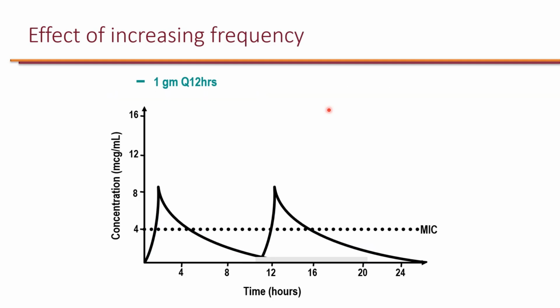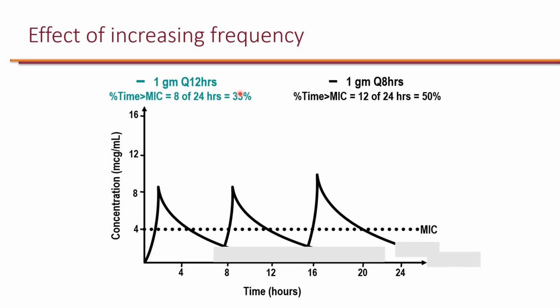Now, what if instead of increasing the dose, we increase the frequency? So instead of every 12 hours, we actually infuse this every 8 hours. So what happens is that you actually get 3 peaks. And because you now have 3 of those 4 hours, you get 12 hours out of 24. So that's 50% time above MIC. So essentially, by giving 1 gram every 8 hours, we achieve the same 50% time above MIC as doubling the dose. So from a pharmacodynamic standpoint, it's equivalent.